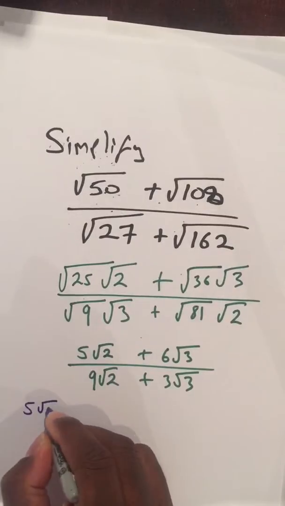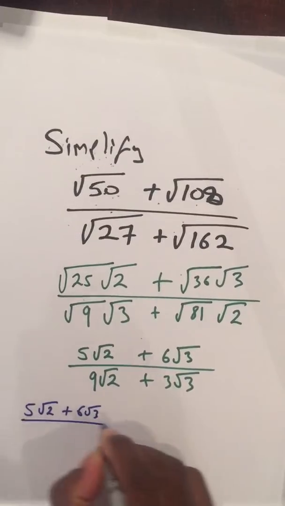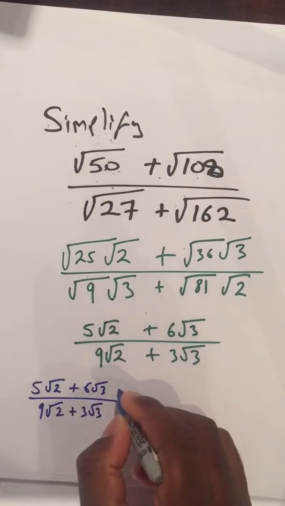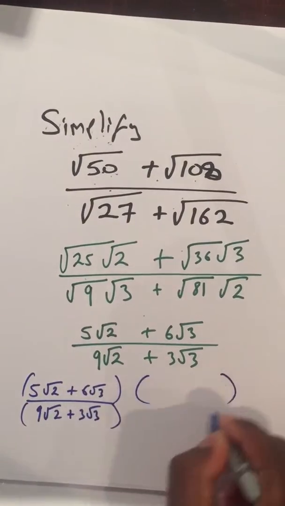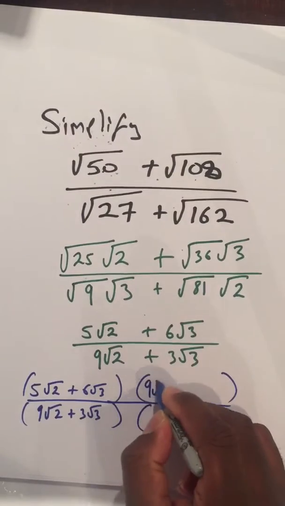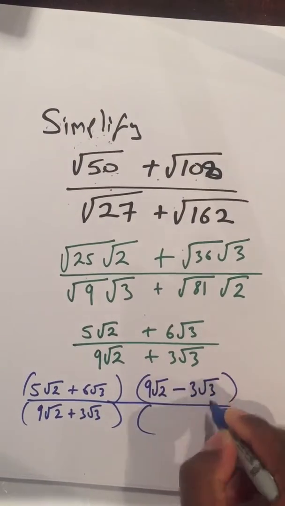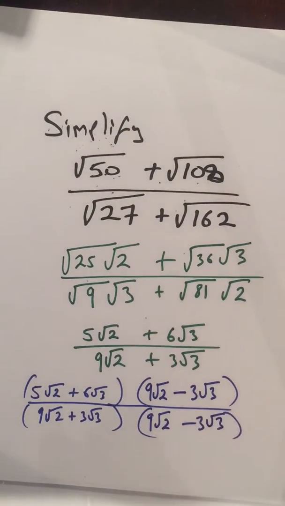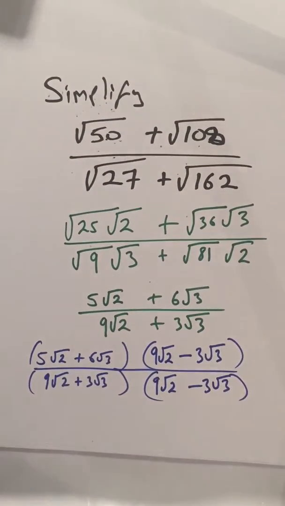So let's do this. This is that one. I will now be multiplying by the conjugate of the bottom. So that's 9 root 2 minus 3 root 3, 9 root 2 minus 3 root 3. Right, so we are happy to multiply the top by the conjugate of the bottom, and we are happy to multiply the bottom by the conjugate of the bottom. Now this is a pattern you need to practice just so you can get very, very familiar with this.